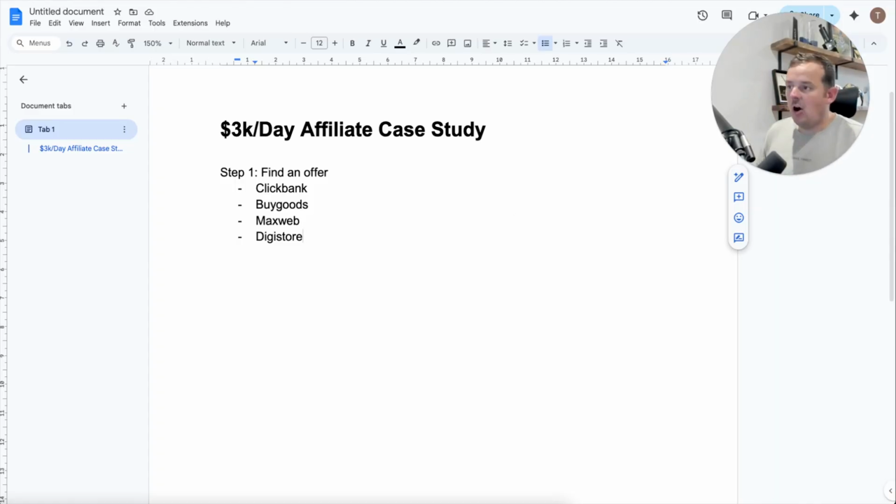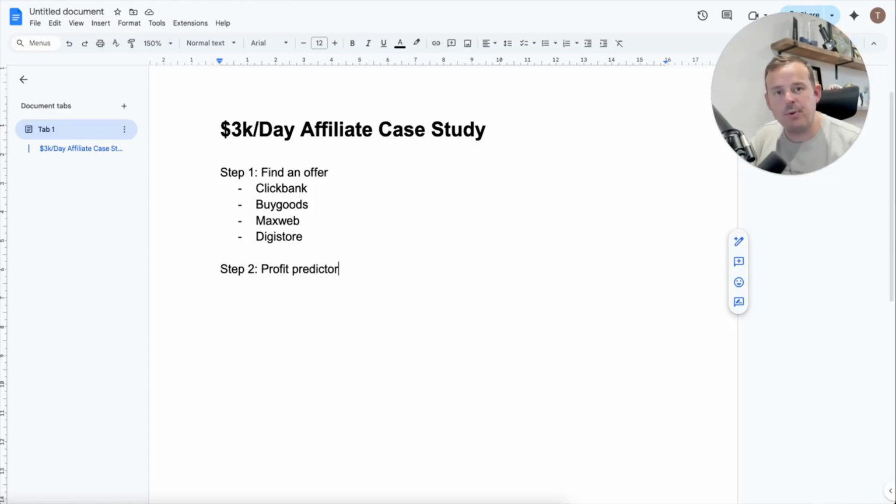Okay, so we find an offer. And how we find offers, I'm not going to go into too much depth, because it's unfair on the people that are in Ad Profits. But we use a profit predictor to give ourselves the best chance of success. This is basically a calculator that we can run some numbers through. We have lists of recommended offers, and we can see what's working, and we can have a spy to see what's going on, etc.